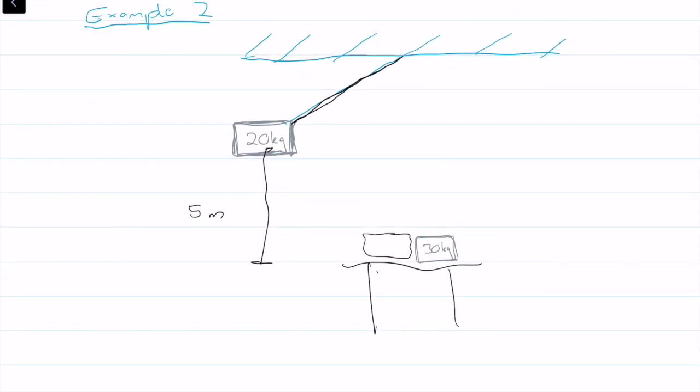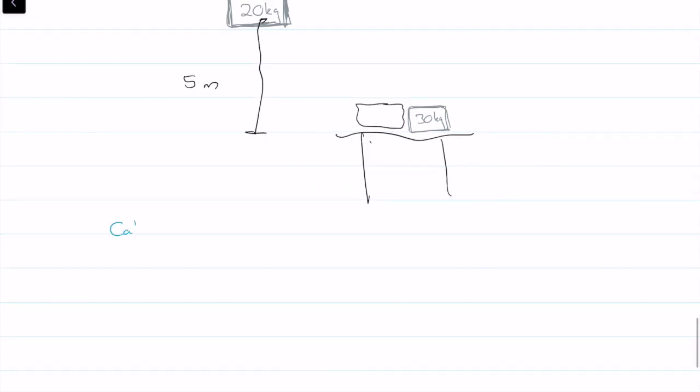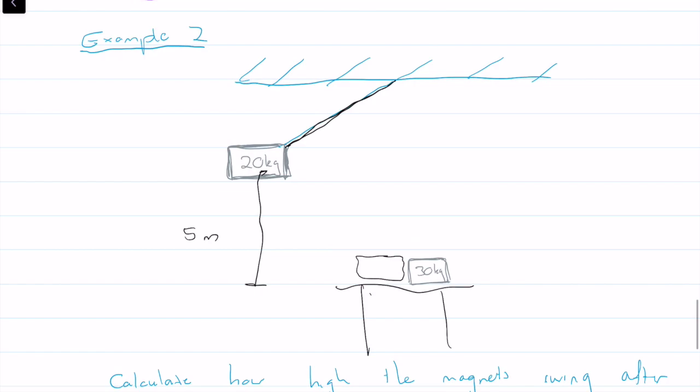Basically what we want to know, calculate, let's put it in blue, is how high the magnets swing after the collision. So basically what's happening is this thing swings, hits there, and then swings upwards, and we want to know this final height. We want to know the final height where both magnets are connected.